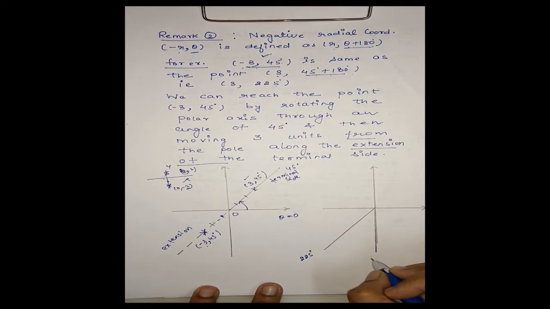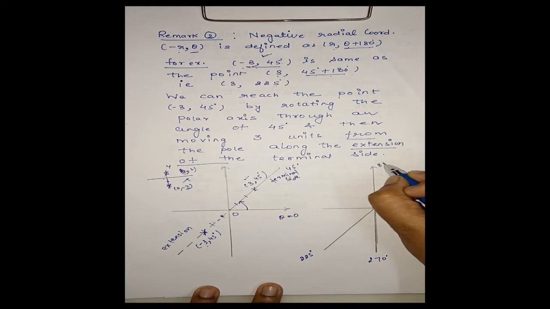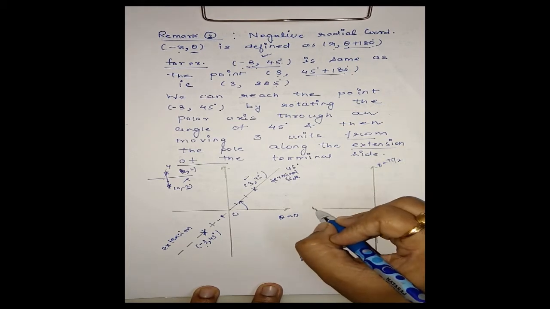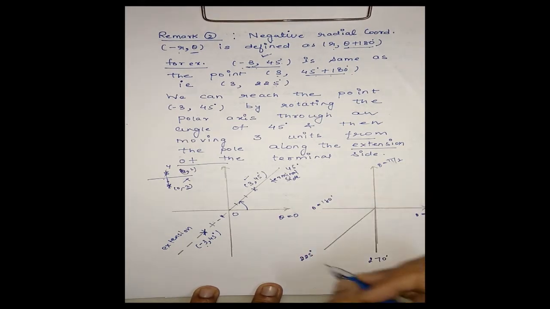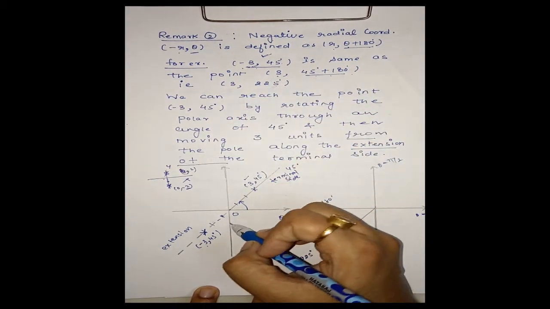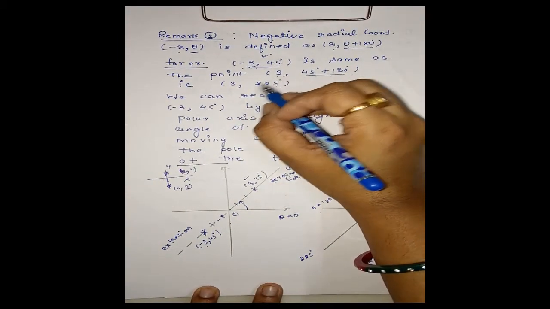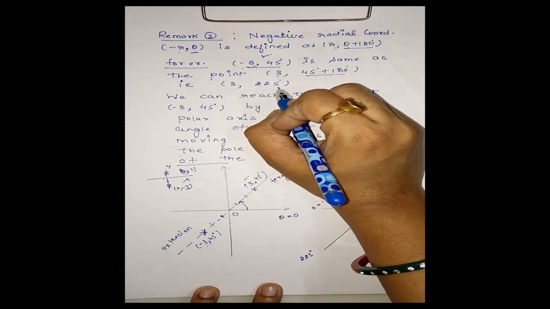Okay. This is my 270 degree. This is theta is equal to 0. Theta is equal to pi by 2. This is theta is equal to 180. Then 225 will be here. Then one way is this and other way is plotting the point 3, 225 degree.